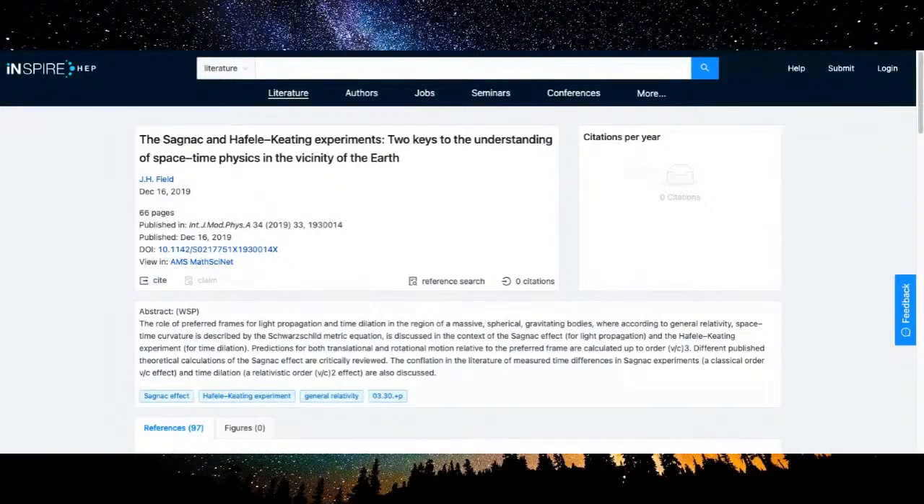Well, I did find this reference. Some Googling found a paper by John H. Field about Sagnac and Hafele-Keating. Now, I haven't read this paper, but it says the role of preferred frames for light propagation and time dilation in the region of a massive spherical gravitating body, where, according to general relativity, space-time curvature is described by the Schwarzschild metric equation, is discussed in the context of the Sagnac effect and the Hafele-Keating experiment. So this sounds like it's talking about black holes.